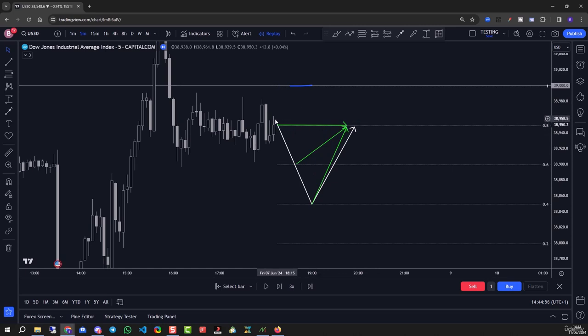You thought the market was going to go up. It actually went down 2 zones and came back up 2 zones. So again, you were completely wrong. And again, you made a profit. Okay.